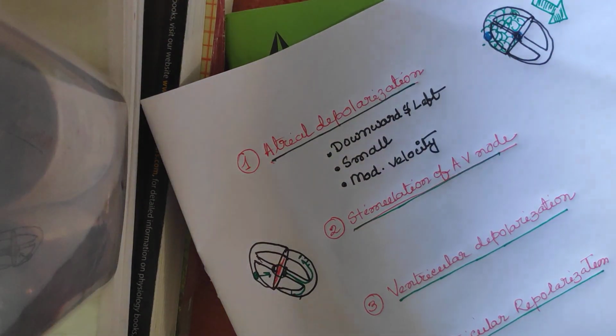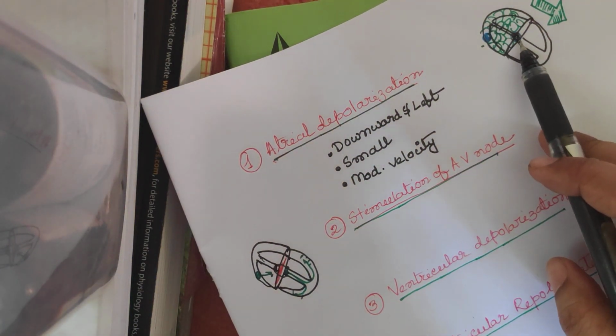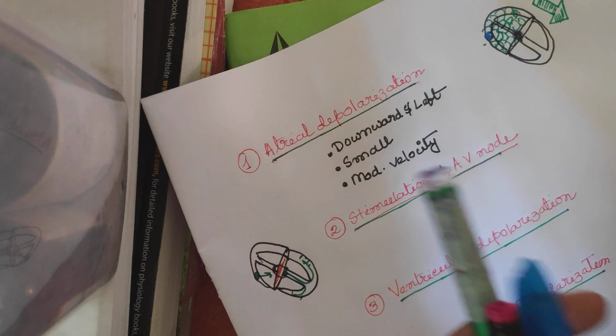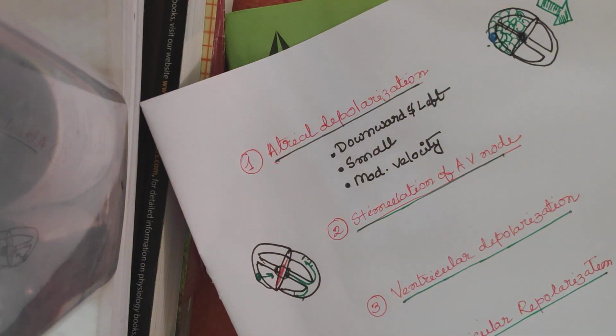Okay, now come to the point. So atrial depolarization is done, the electrical current has reached the AV node. So we know that AV node, what is the speciality of AV node? AV node, there will be AV nodal delay.